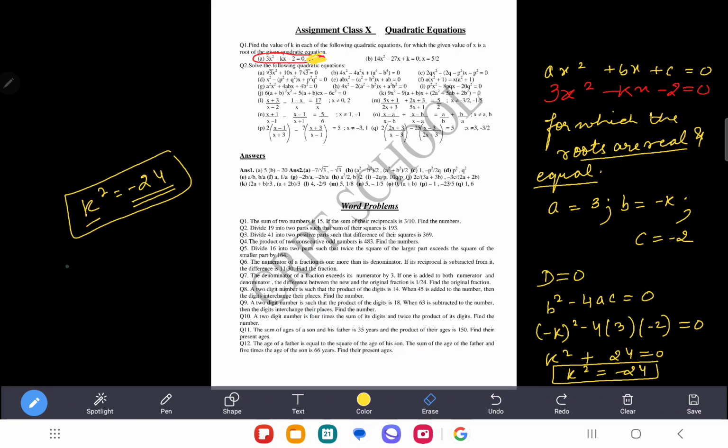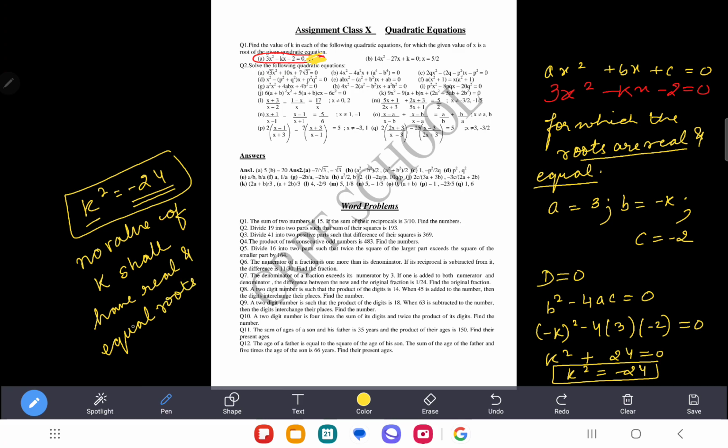So you will say no value of k shall give real and equal roots, because k square is coming out to be negative 24, and a square can never be negative. Understood or not? All right. Any doubts up till now? No. So this is one question.